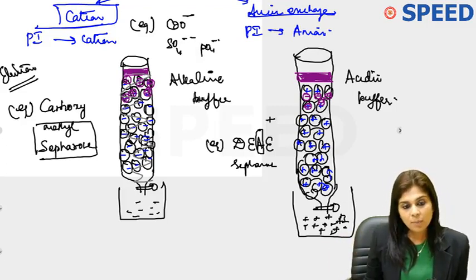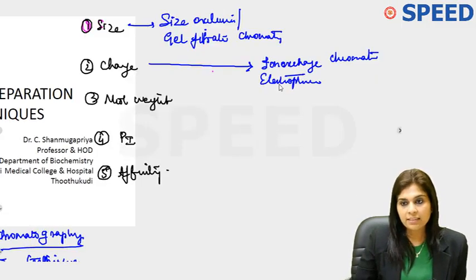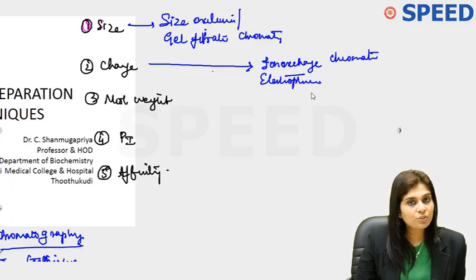So that is all about one technique which separates protein based on charge. So what is that technique? It is ion exchange chromatography. So what is the other technique which separates protein based on charge? It is electrophoresis.